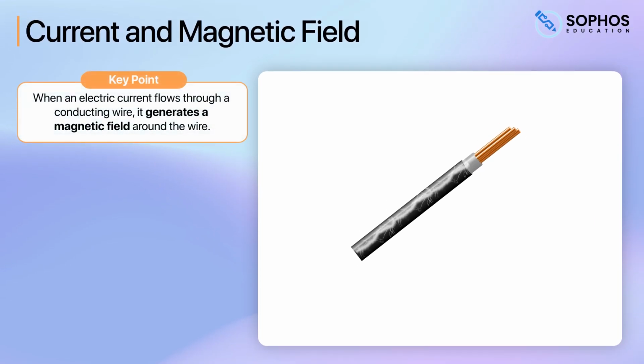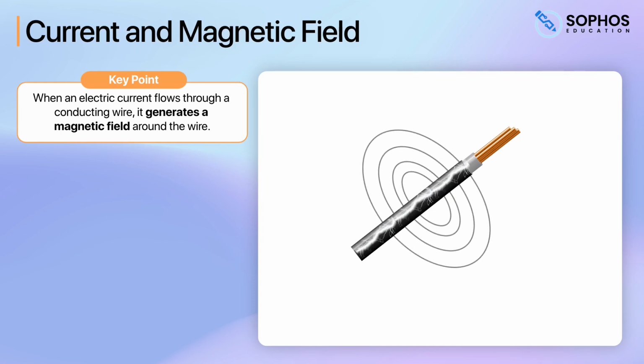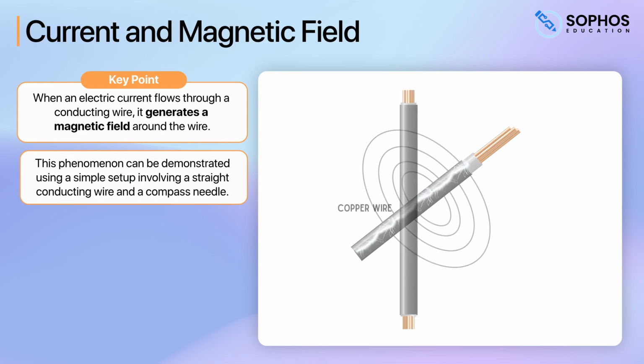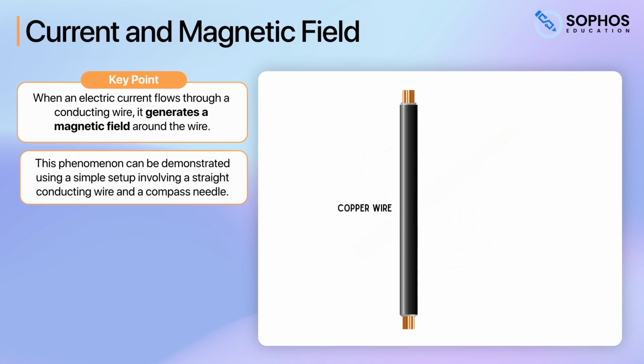When an electric current flows through a conducting wire, it generates a magnetic field around the wire. This phenomenon can be demonstrated using a simple setup involving a straight conducting wire, such as a copper wire, and a compass needle.